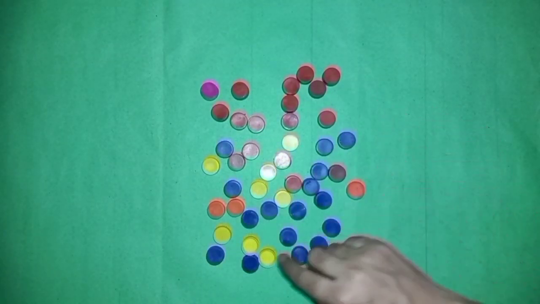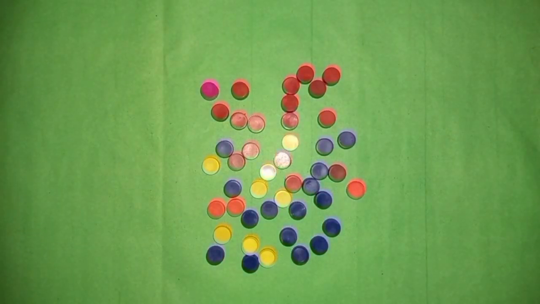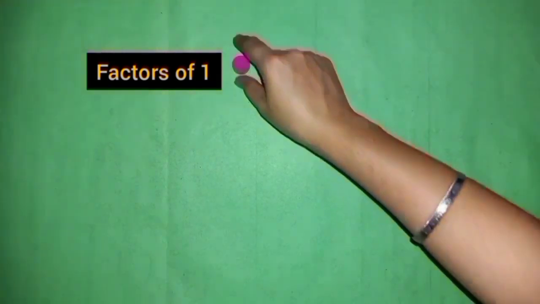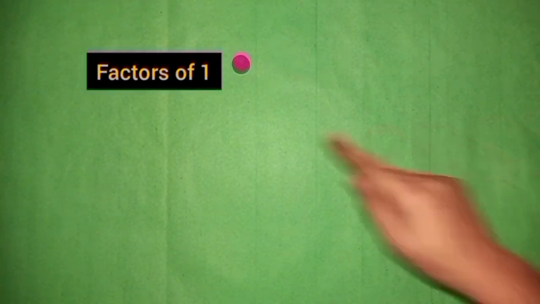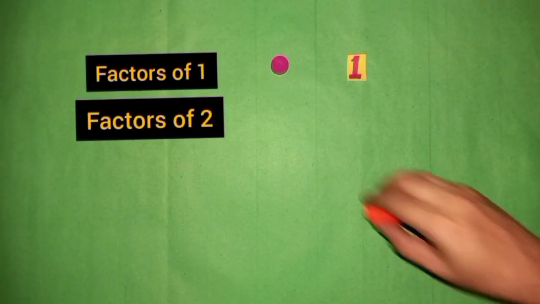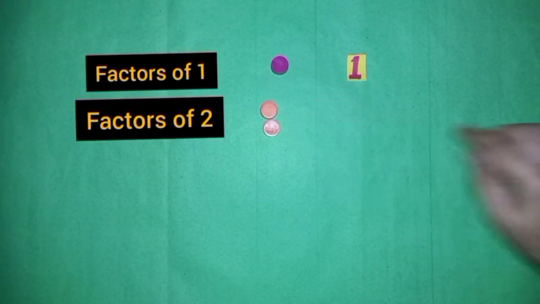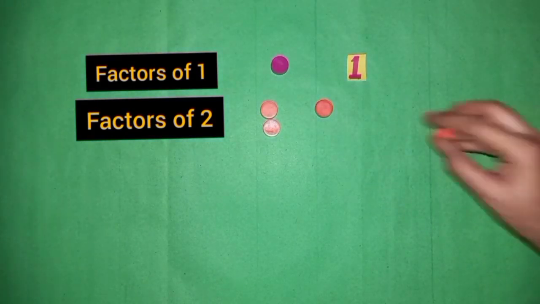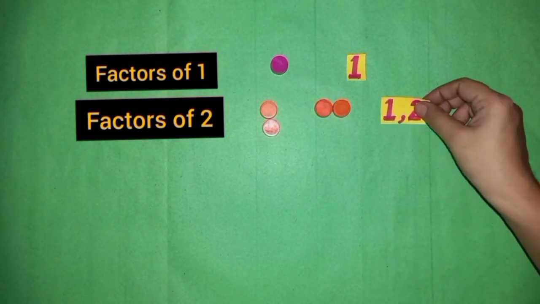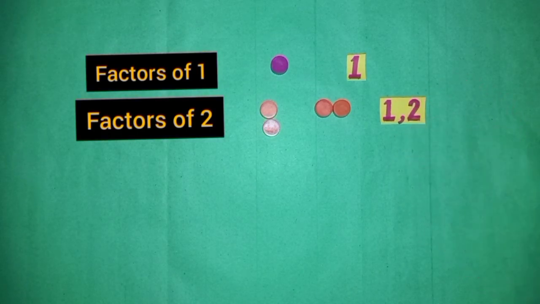We will use these caps to get factors of 1 to 10. To get factors of 1, we will use only one bottle cap. So, factors of 1 is only 1. When we arrange bottle caps to get factors of 2, we got two rectangular shapes having 1 and 2 columns. 1 and 2 are its factors.